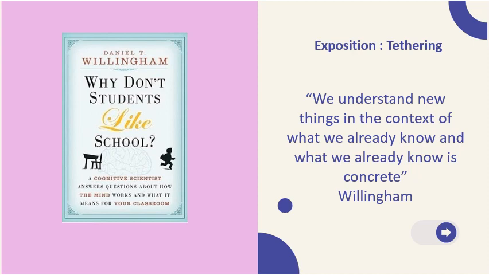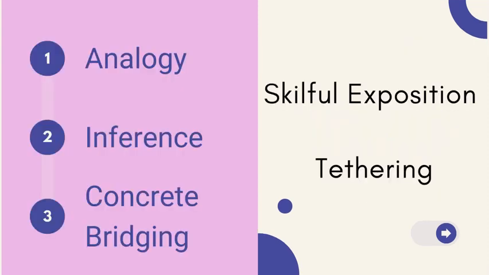In the book by Willingham, Why Don't Students Like School? there's a great quote where he says, "We understand new things in the context of what we already know, and what we already know is concrete." So the suggestion is that we have concrete knowledge, things that we know that are tangible, that are fact-based, and by tapping into that existing knowledge base, we can build new things. And that is what tethering is. There are 3 aspects of tethering that we're going to look at in this session: analogy, inference, and concrete bridging.